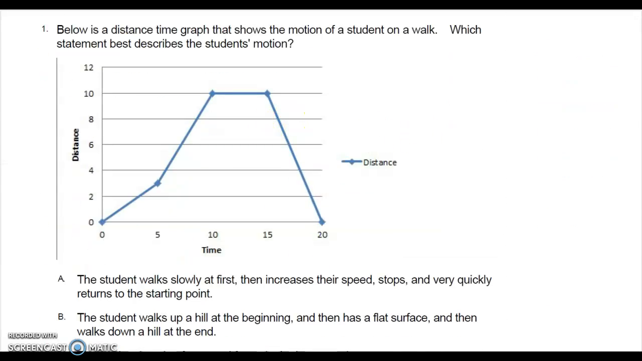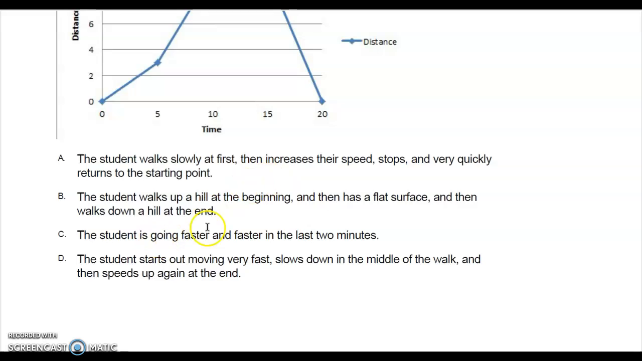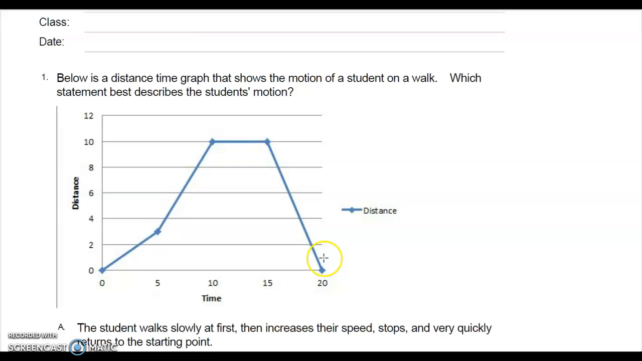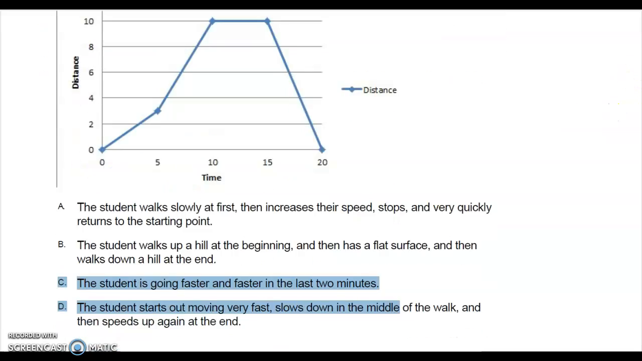Below is a distance time graph that shows the motion of a student on a walk. What statement best describes the student's motion? Okay, so we can kind of take a look at our answers here. The student is going faster and faster in the last 2 minutes. If we look down here for C, look at this one here. So I'll look at the last 2 minutes. Is the student going faster and faster? Not really. This is technically the same slant and the same slope there, and actually is going the same speed, so that's not the answer.